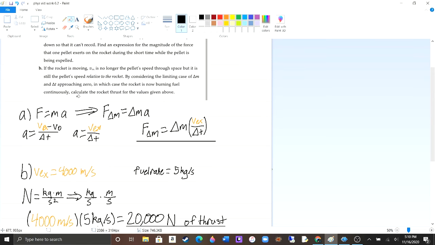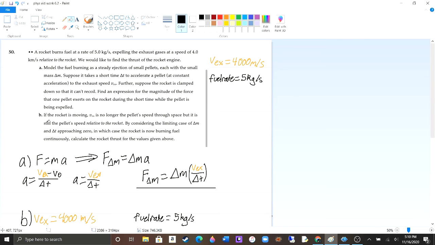So for part B, it says if the rocket is moving, the velocity of exhaust is no longer the pellet's speed through space, but it is still the pellet's speed relative to the rocket. By considering the limiting case of delta m and delta t approaching 0, in which case the rocket is now burning fuel continuously, calculate the rocket thrust for the values given above. So we have our 5 kilograms per second and our 4 kilometers a second, and we are trying to figure out how much force the fuel is exerting on the rocket.